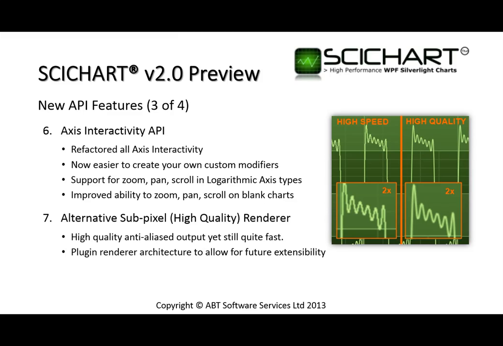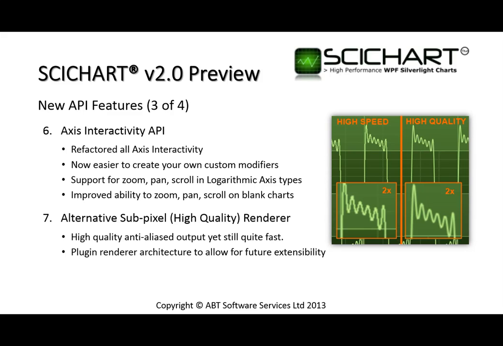We've done a bit of a refactor around the axis interactivity, so there's a new API for this. It'll be easier to create your own custom modifiers, as we have a class which does scrolling and zooming and scaling for you. And this has also had a spin-off effect that we've got a much more improved ability to zoom, pan and scroll on blank charts and logarithmic charts, which was a problem with version 1 of SciChart.